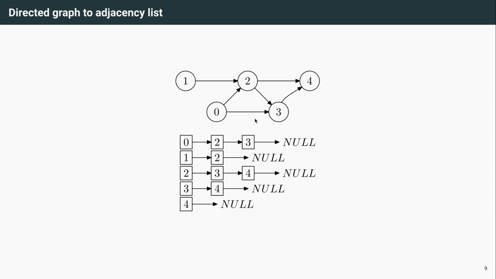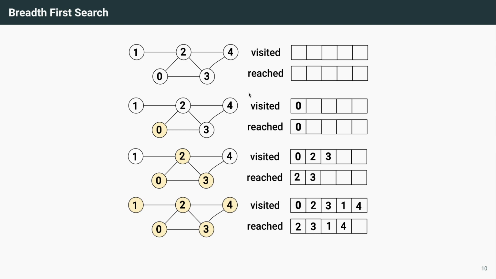So with this, we now move on to breadth first search. To do breadth first search, we maintain two structures: reached is a queue, and visited is an array, a Boolean array. Initially both are empty. So we start from the first node, which is 0. When we visit 0, we mark 0 as visited and put it in the reached queue as well.